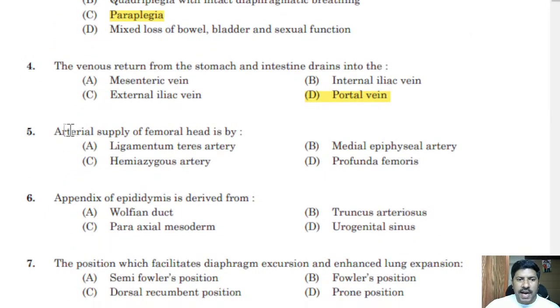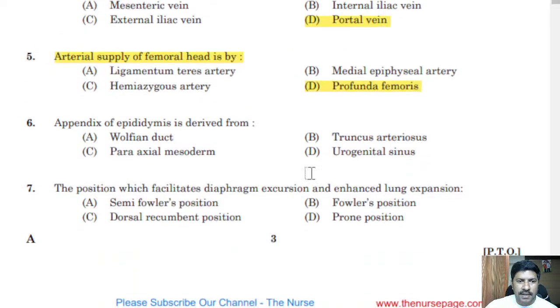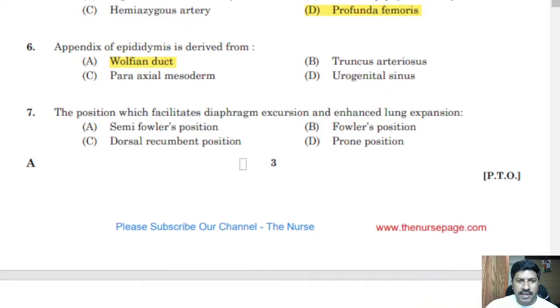Then fifth question, arterial supply of femoral head is by. Arterial supply of femoral head is by the profunda femoris artery. Then sixth question, appendix of epididymis is derived from. The correct answer is Wolffian duct. Appendix of epididymis is derived from the Wolffian duct.